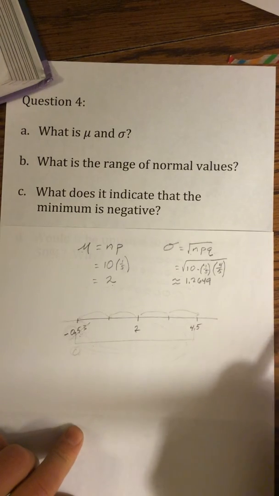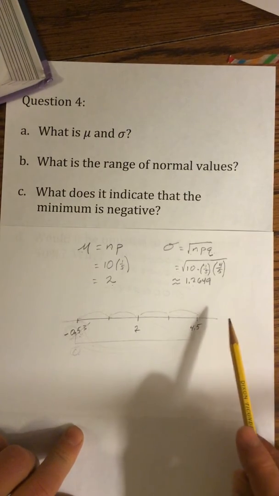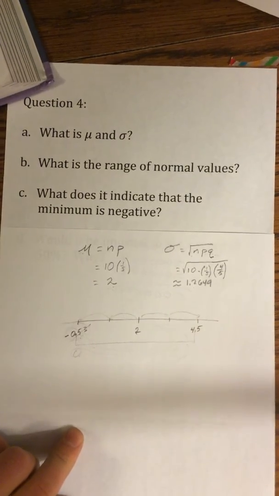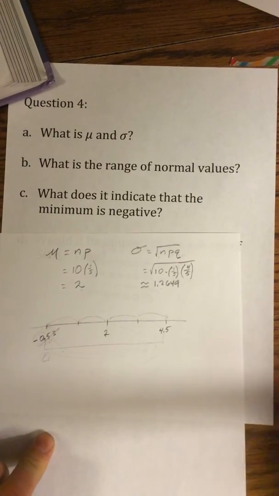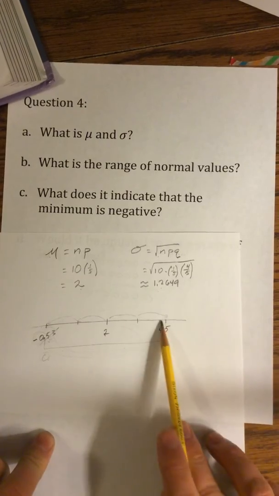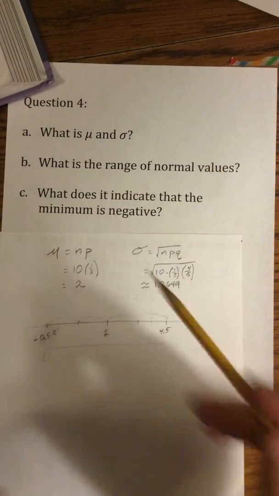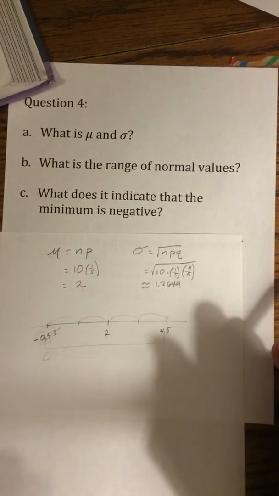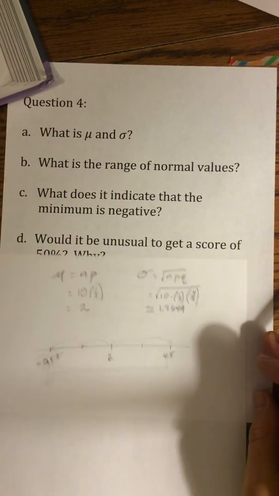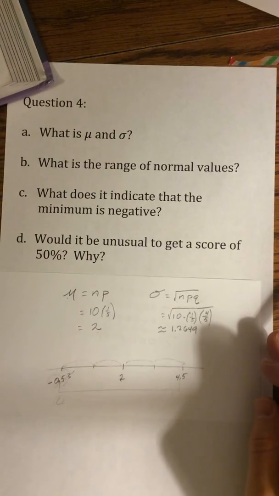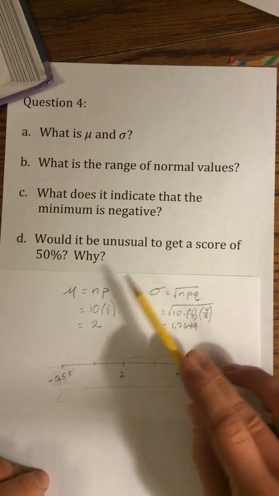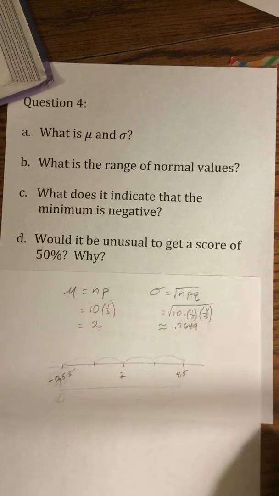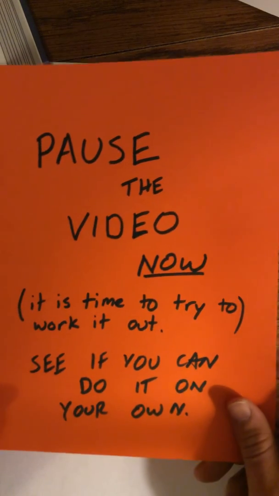If I'm way out here, it's not very likely. And we calculated a way, way less than 1% chance that I'm way over here to the right and getting like 80% right, getting 8 of them right. So that's way beyond our expected interval, the range of normal values. So question, is it unusual to get a score of 50%? To get half of these problems correct? Is that unusual?